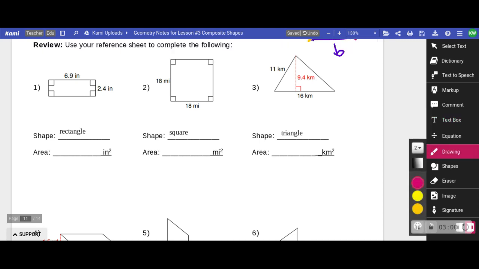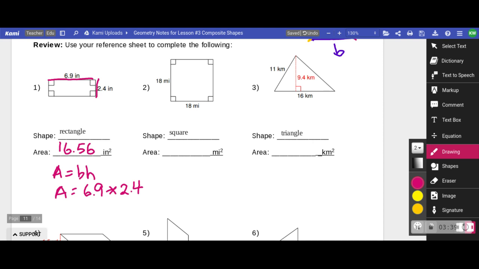All right, now let's go find the area of each of these shapes. To find the area of a quadrilateral, we're going to do area equals base times height. So let's go ahead and do that. Now it's okay if you think 6.9 is the base or if you think 2.4 is the base. Because they form right angles, that's going to be the base and the height. So we're going to multiply them together. So let's see. 6.9 times 2.4. Please put that in your calculator, and you're going to get 16.56 square inches.